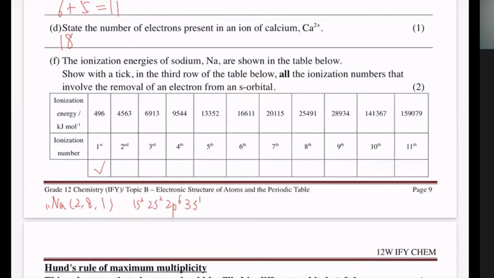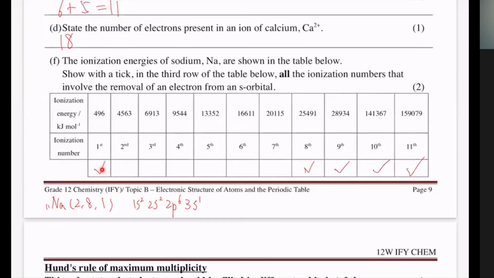What? Then the next 6 are all p orbital, so we skip 6, right? Yep. Very good. So the next one is going to be 8. Wait. And then any more? Tick them all, right? Yep, very good.